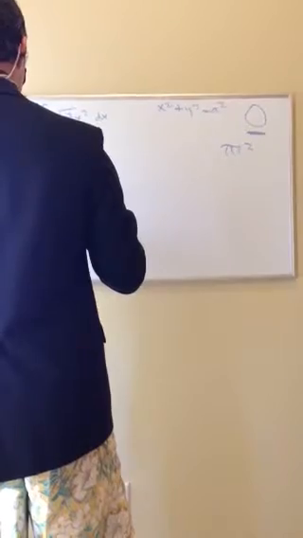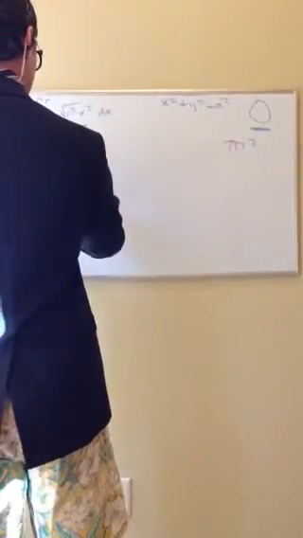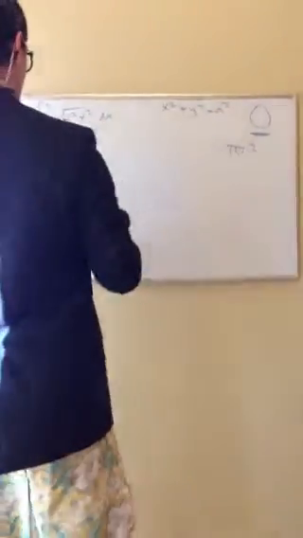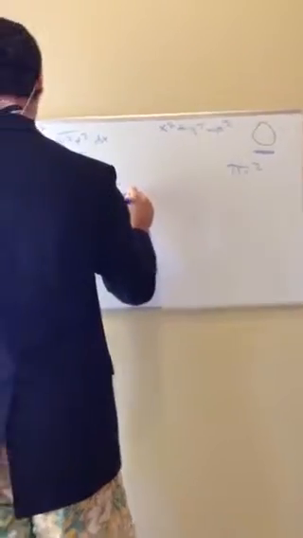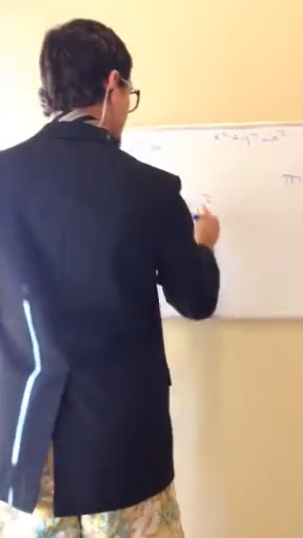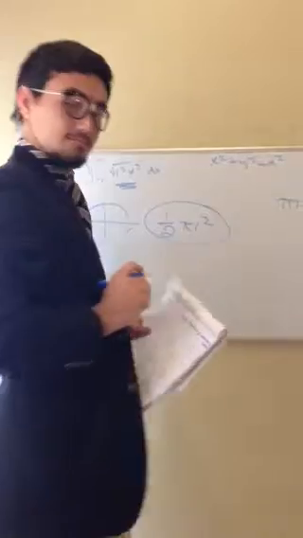And since we know this is half a circle, we can complete this integral by simply taking the area of half pi r squared. Simple.